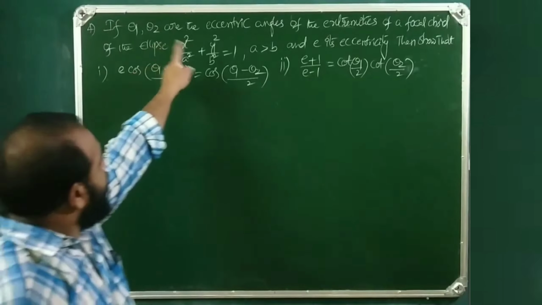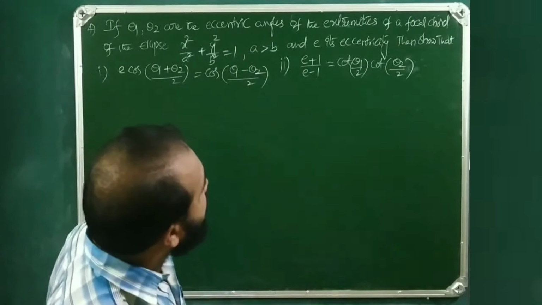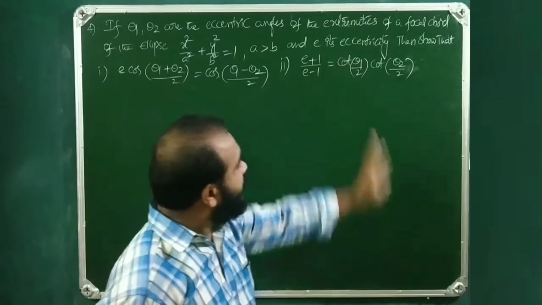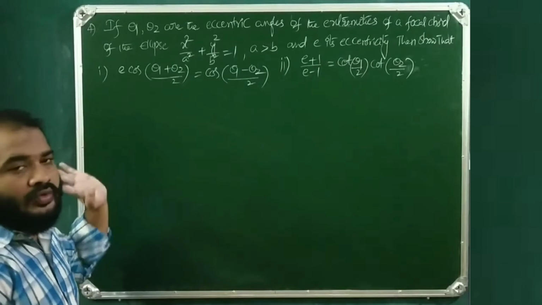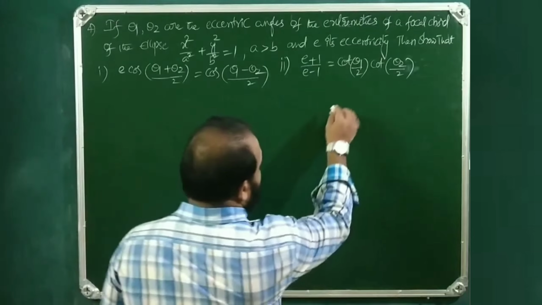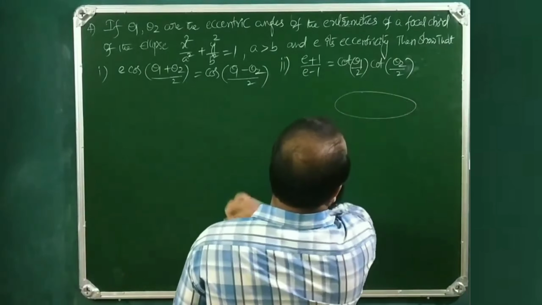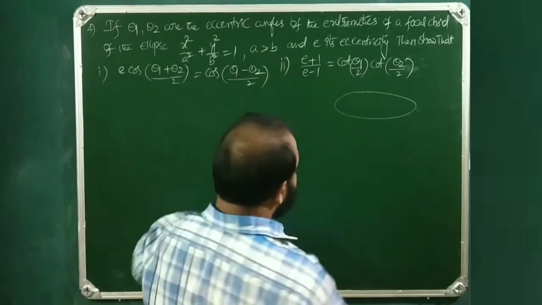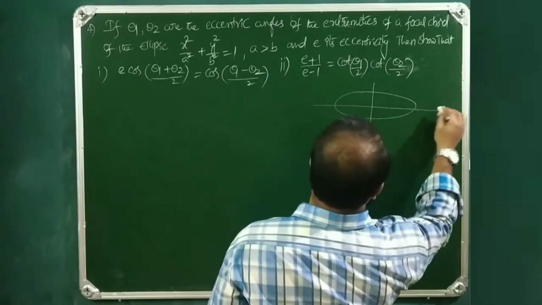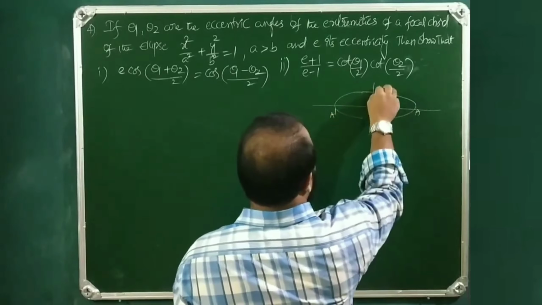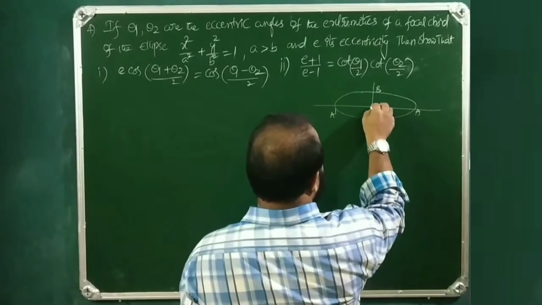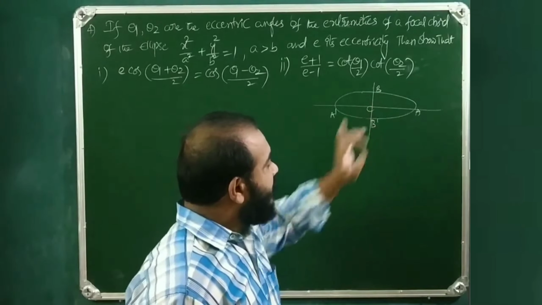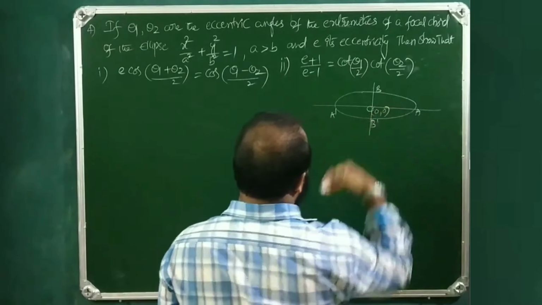If theta 1, theta 2 are the eccentric angles of the extremities of a focal chord of the ellipse and e is the eccentricity, then show that... This is what we need to prove. Let us suppose that this is the given ellipse, where a is greater than b, with A dash, B dash, and C as the center, which is at the origin (0, 0).